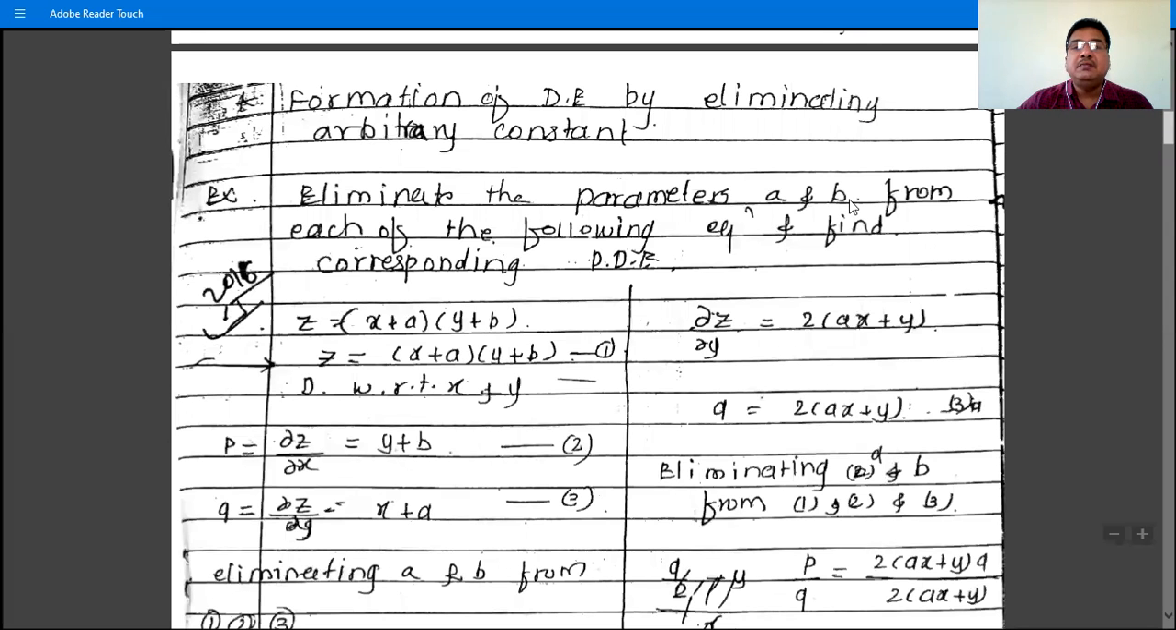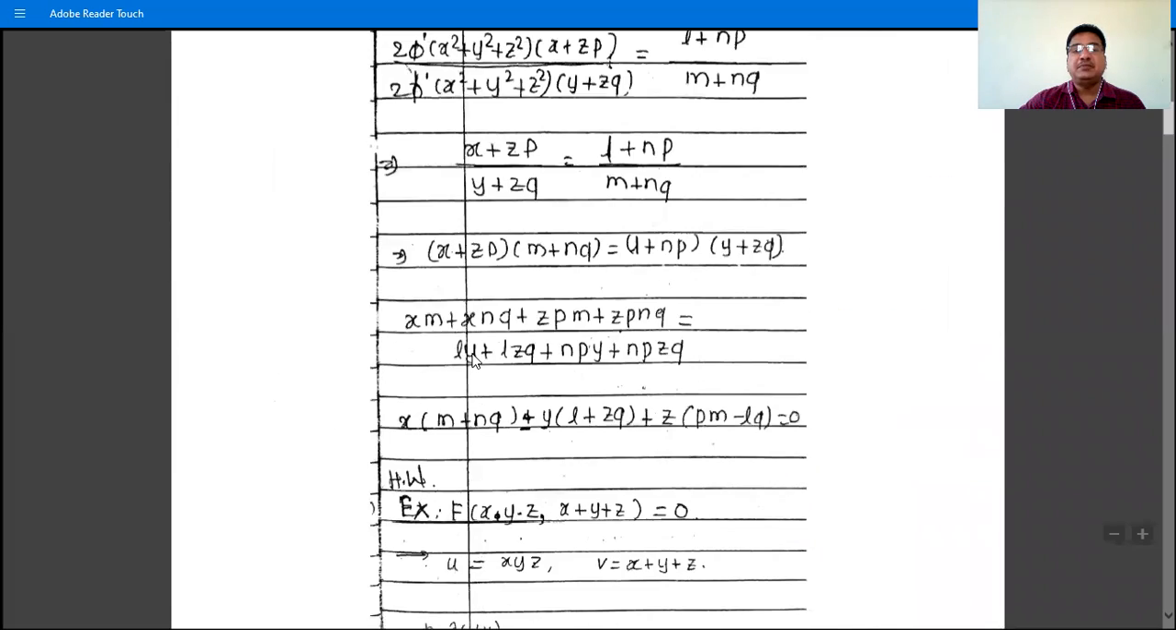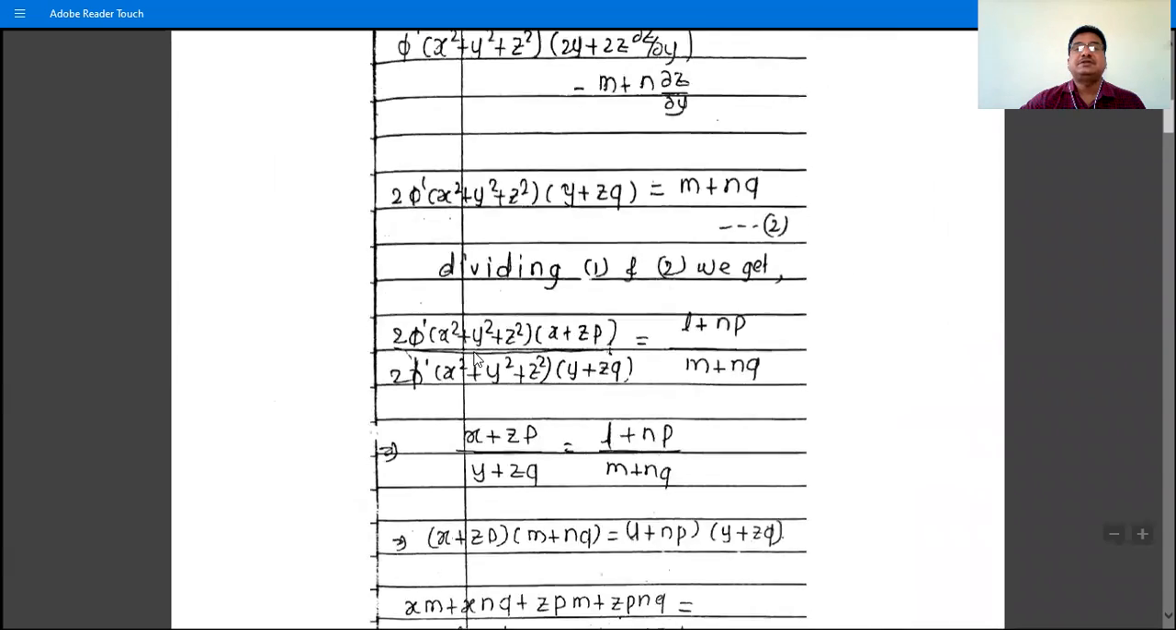Next example: eliminate the parameters a and b from each of the following equations and find the corresponding partial differential equation. It is again the same type of problem. The previous problems are of the same type, that is, formation of a partial differential equation.